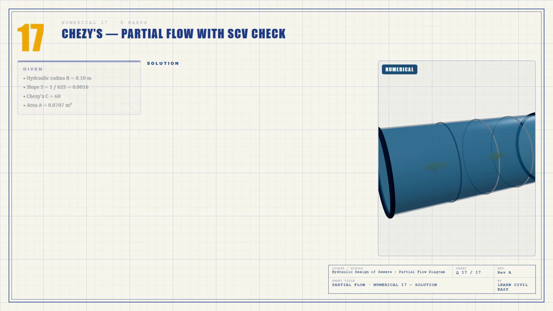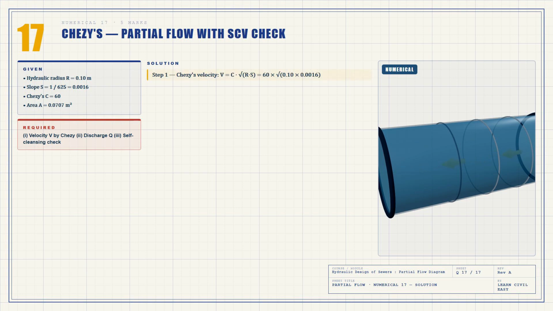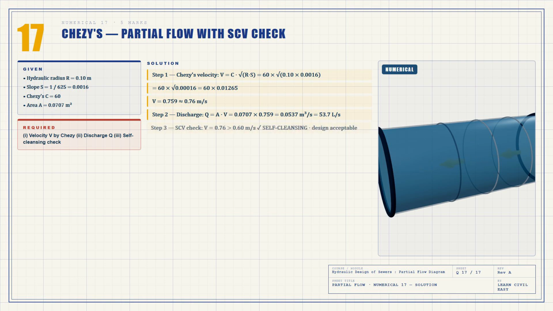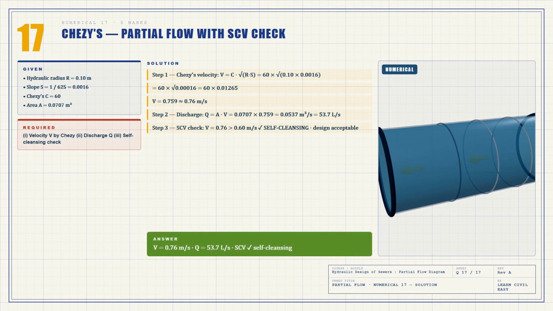Numerical 17. Given R equals 0.10 meters, S equals 1 in 625, which is 0.0016, C equals 60, area 0.0707 square meters. Step 1. Velocity by Chezy's formula. V equals C times square root of RS equals 60 times square root of 0.10 times 0.0016 equals 60 times square root of 0.00016 equals 60 times 0.01265 equals 0.759 meters per second. Rounded, V is approximately 0.76 meters per second.